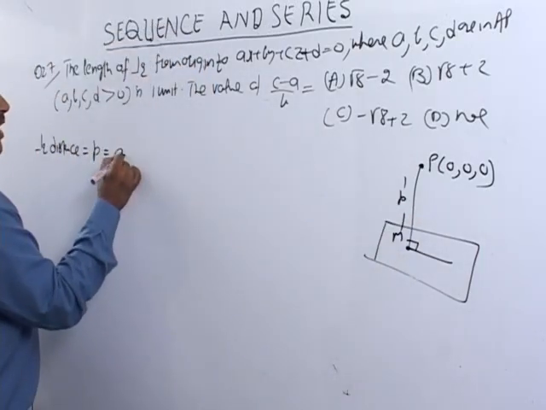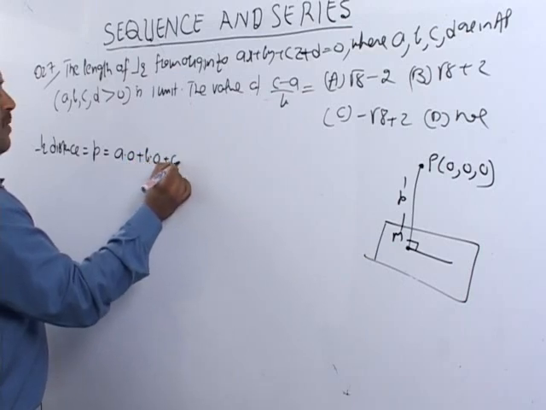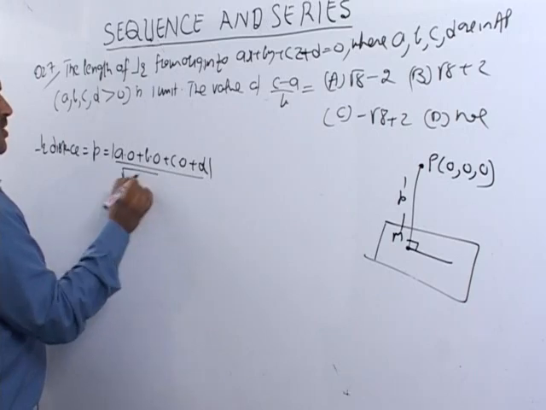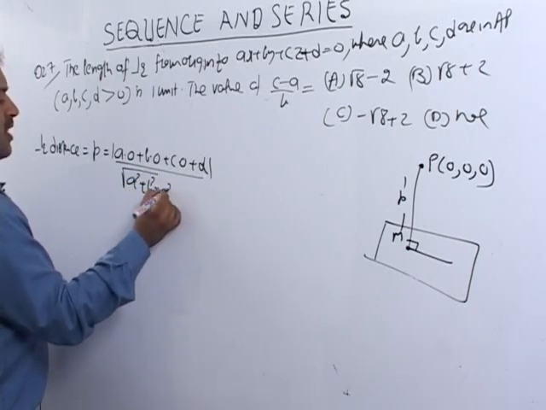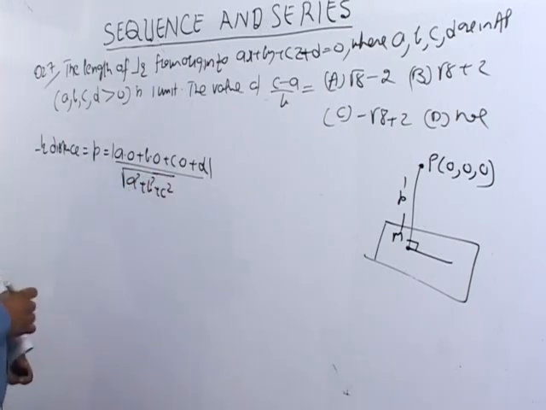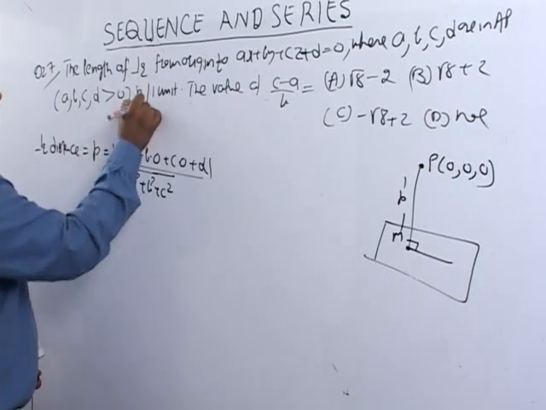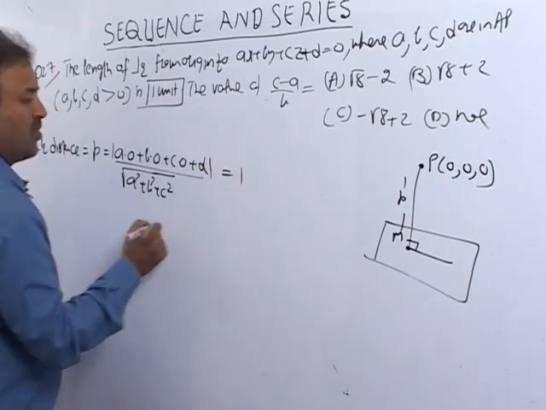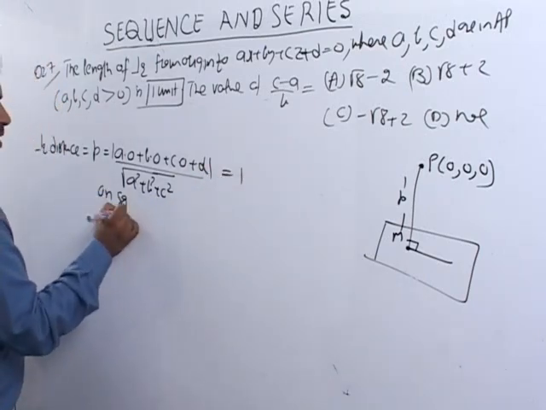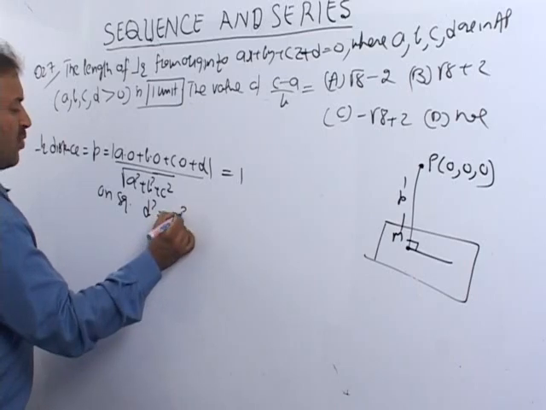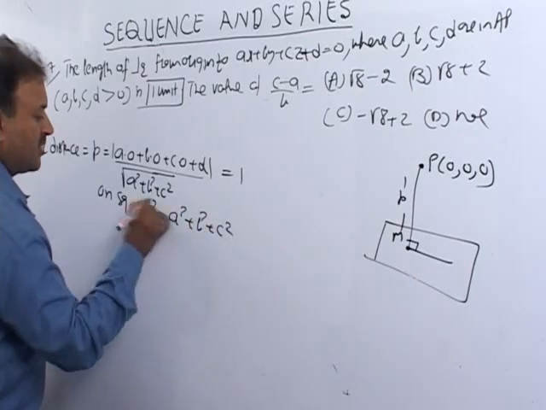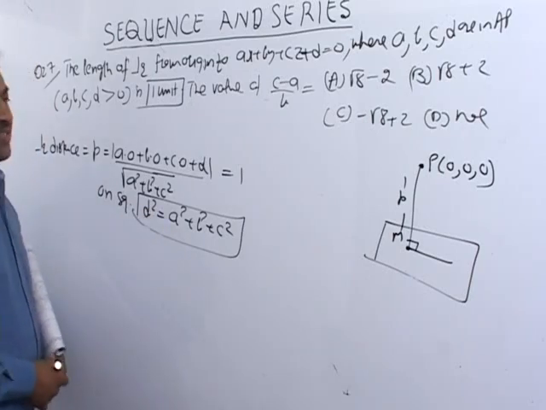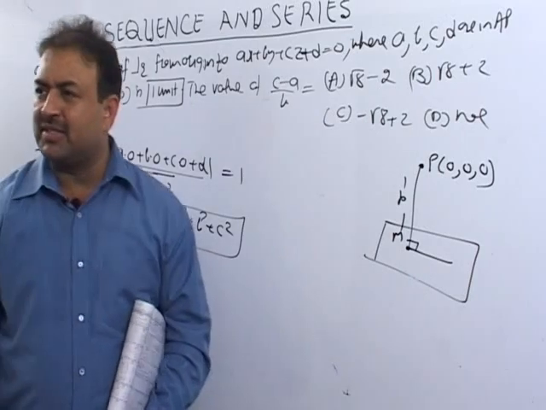This is equal to A into 0 plus B into 0 plus C into 0 plus D, upon the square root of A square plus B square plus C square. Now we have been given this perpendicular distance is of length 1. That means this is equal to 1. On squaring, D square is equal to A square plus B square plus C square. So we got this relation.